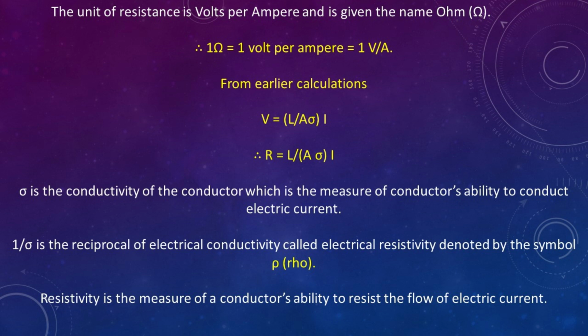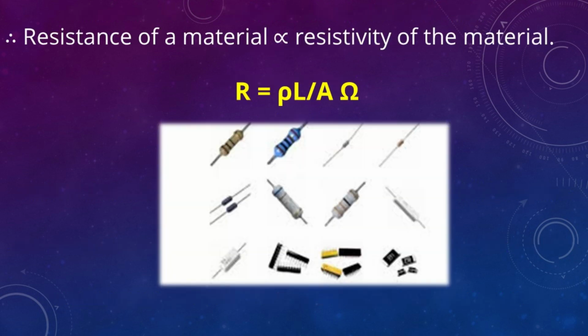Sigma is the conductivity of the conductor, which is the measure of conductor's ability to conduct electric current. 1/sigma is the reciprocal of electrical conductivity, called electrical resistivity, denoted by the symbol ρ. Resistivity is the measure of a conductor's ability to resist the flow of electric current. Resistance of a material is proportional to the resistivity of the material.